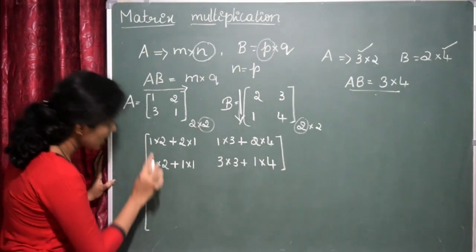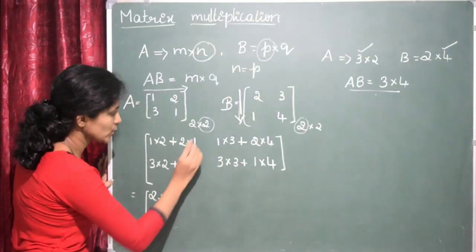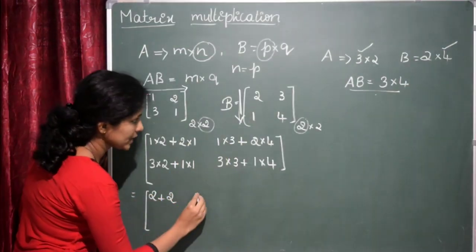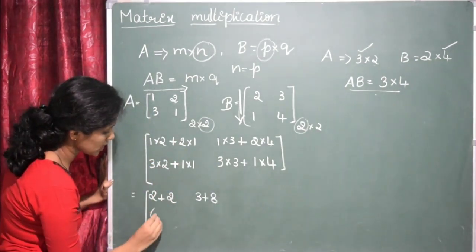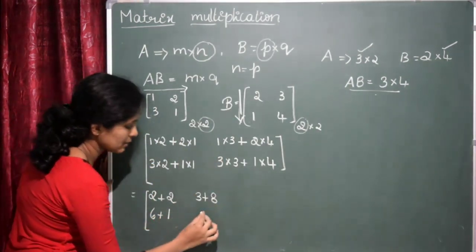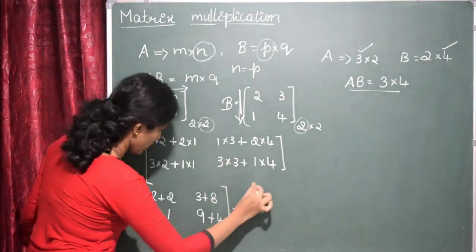So this is now multiply. 1 into 2 is 2, plus 2 into 1 is 2. Next element: 3 plus 4 into 2 is 8. Next element: 3 into 2 is 6 plus 1. Next element is 9 plus 4. So this is equal to, now add this one.